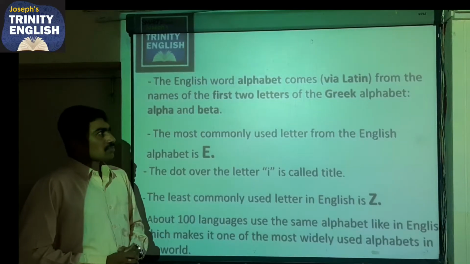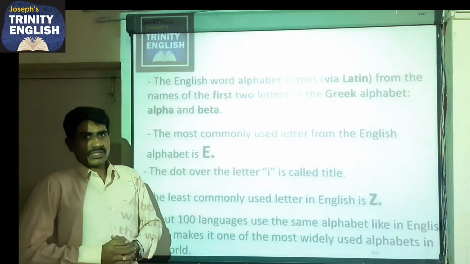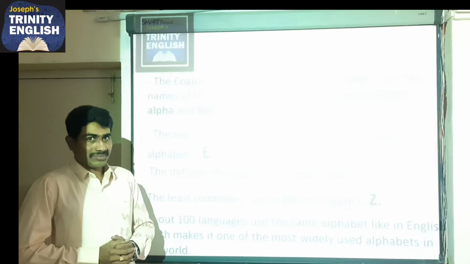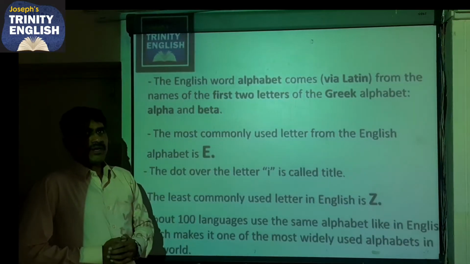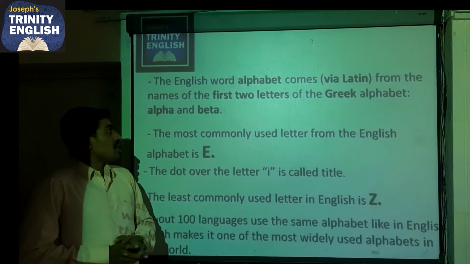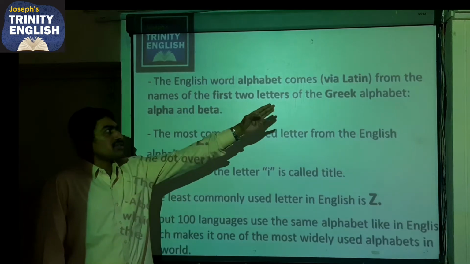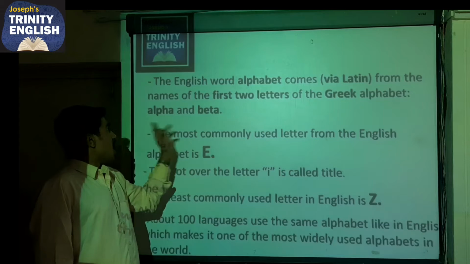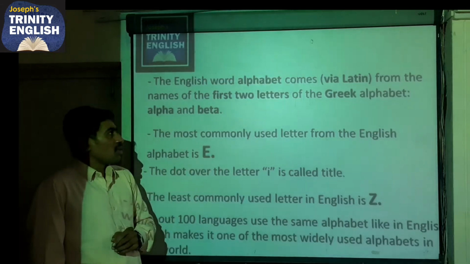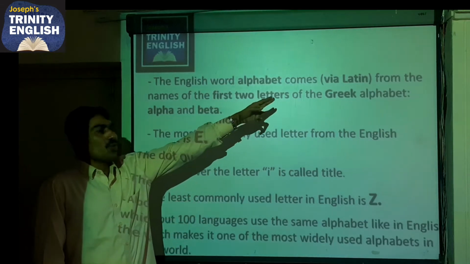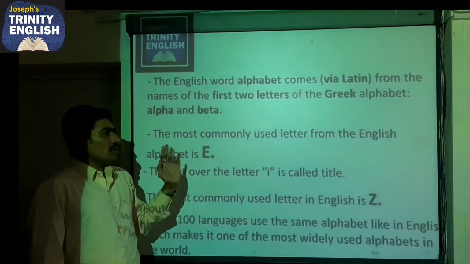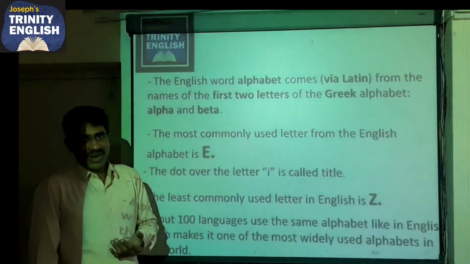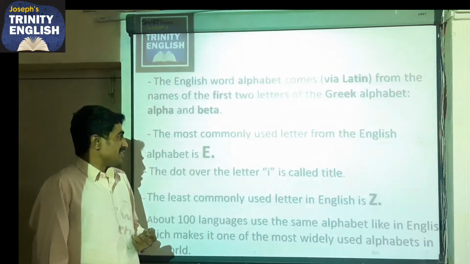Here, let's know certain facts about the alphabet. First, the word alphabet comes from the first two letters of the Greek alphabet, alpha and beta. It is via Latin that the word originated. Now let's know certain interesting facts about the alphabet.